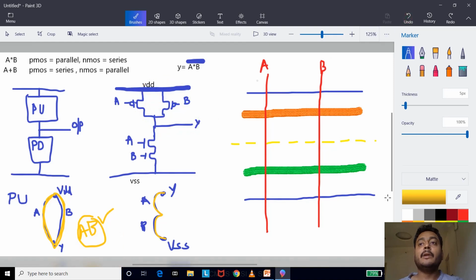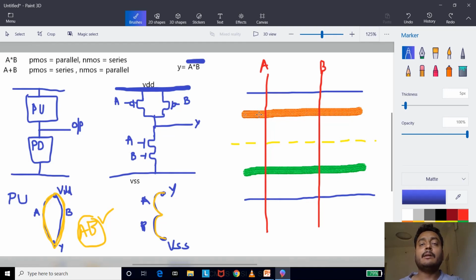Okay. What are the connections for VDD here? For VDD connections, I have one terminal of A connected to VDD, and one terminal of B connected to VDD. So you can see here, this is how I told you.